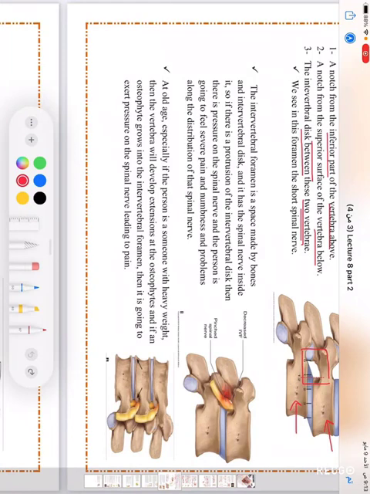The intervertebral foramen is a space made by bones and the intervertebral disc, and it has the spinal nerve inside it. So if there is a protrusion of the intervertebral disc, then there is pressure on the spinal nerve, and the person is going to feel severe pain and numbness and problems along the distribution of the spinal nerves.